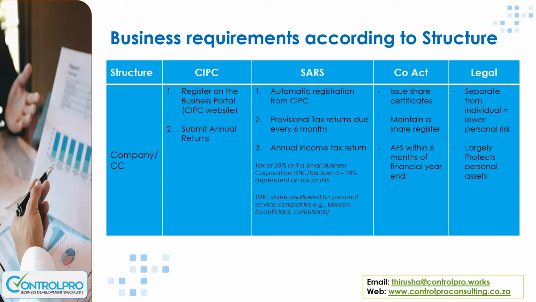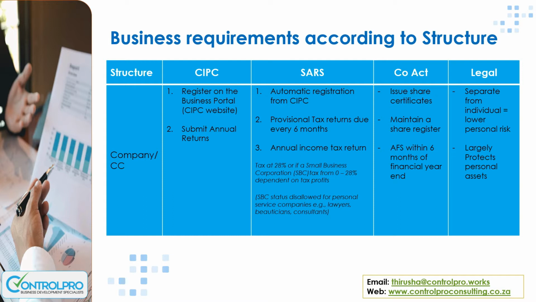It's important to note that companies are taxed at 28%, but there is provision for small businesses which get taxed between 0 and 28% dependent on tax profits. It's a sliding scale. So in order to be classified as a small business corporation, SBC, you need to meet certain criteria. And the most important of these is that you cannot be a personal service company. So in other words, beauticians, consultants, accountants, lawyers, all of us offer our services personally. So we are excluded, unfortunately. But if you are a wholesaler or retailer, buying and selling goods, then you will most probably qualify to be a small business and take advantage of those really good tax rates.